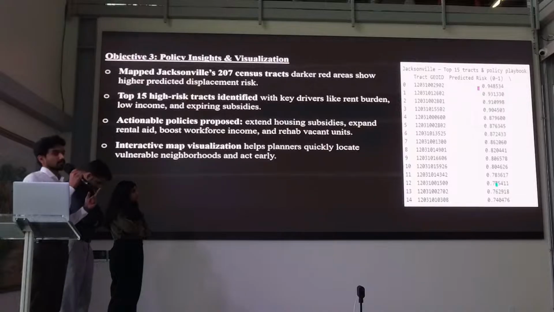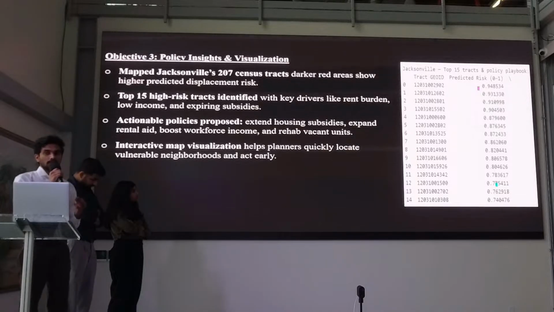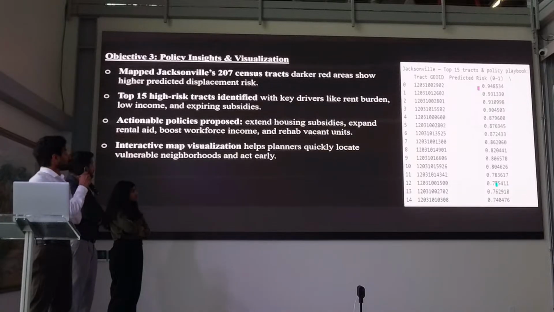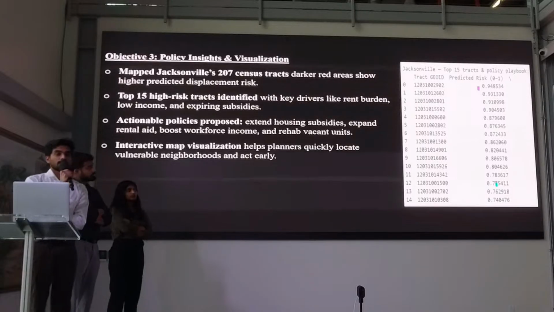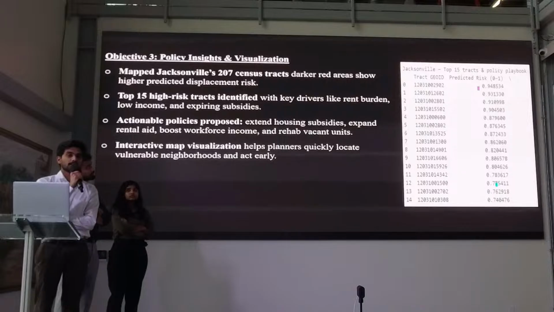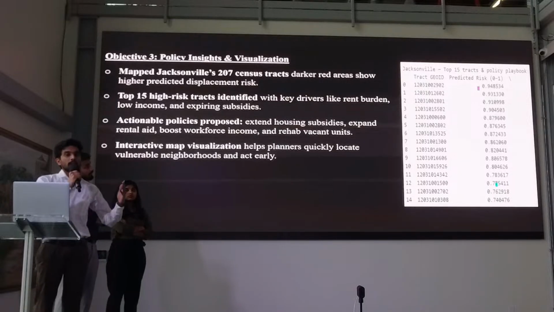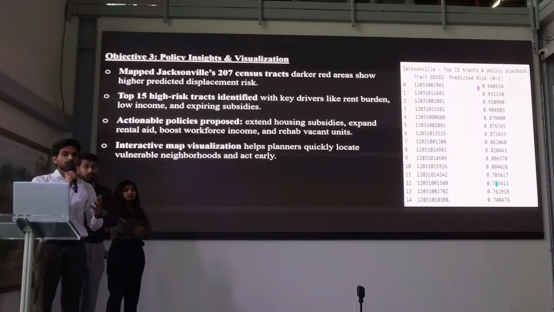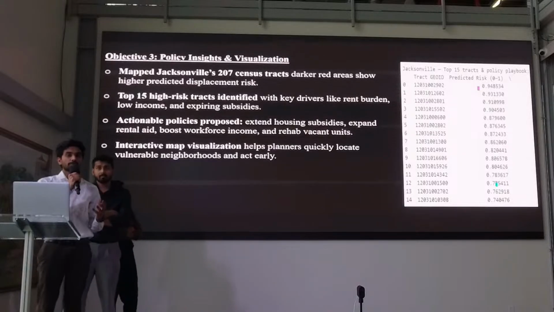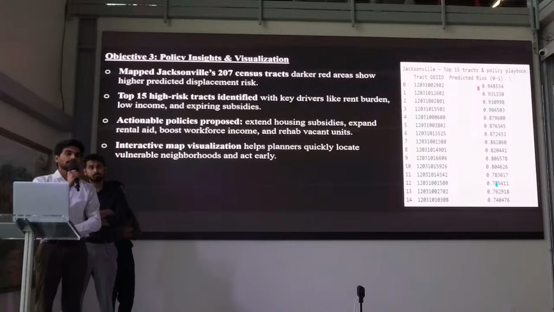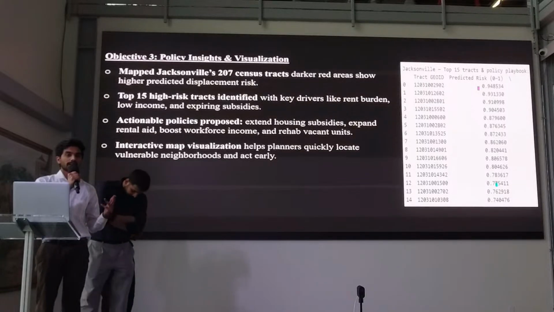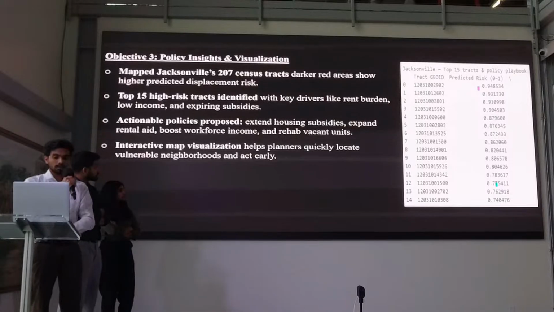We used the census tracts to get the geo IDs. Using this, we created a future map of Jacksonville, dividing the map into different parts using the geo IDs and predicting the top 15 places in Jacksonville which are at higher risk. We colored the map with the darker color indicating higher risk and lighter color indicating lower risk.